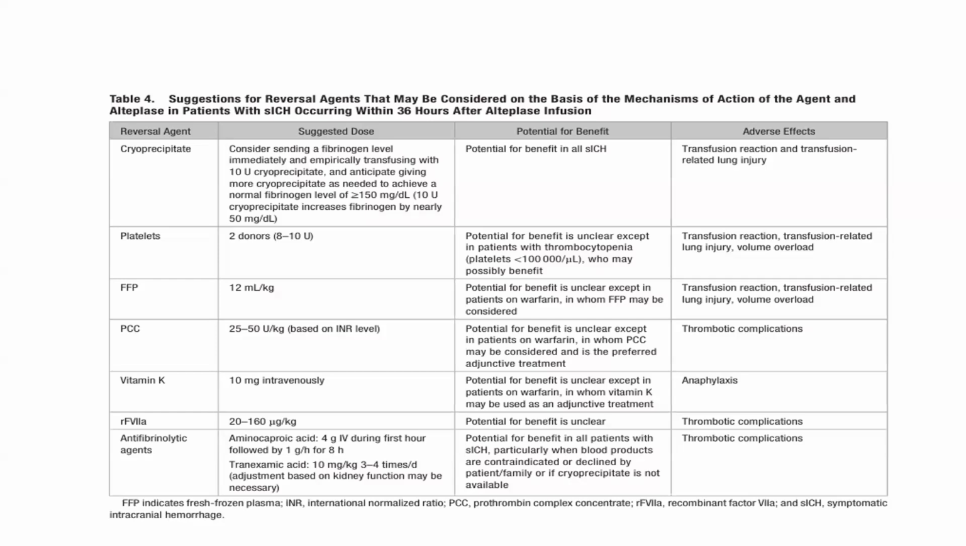So next is platelet. We can also transfuse platelet, that is 8 to 10 units, but the potential for benefit is unclear except in patients with thrombocytopenia. That is, if the platelet count is less than 1 lakh, then only the transfusion of the platelet will work.